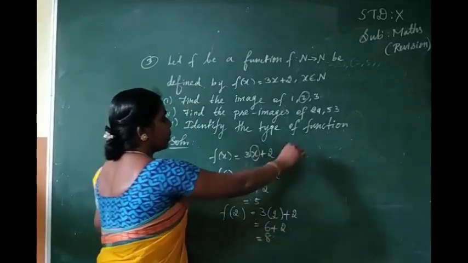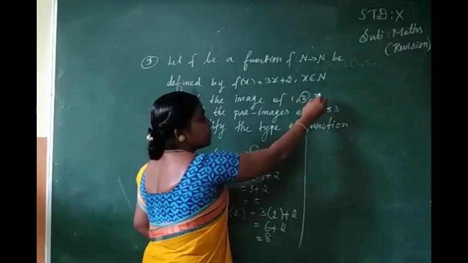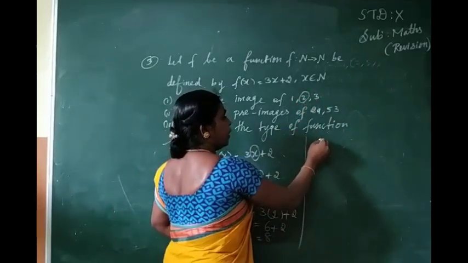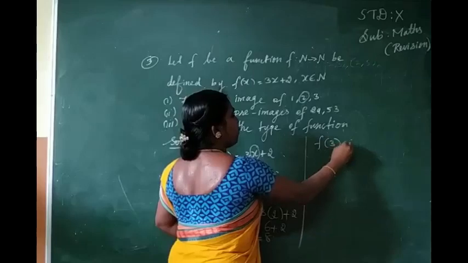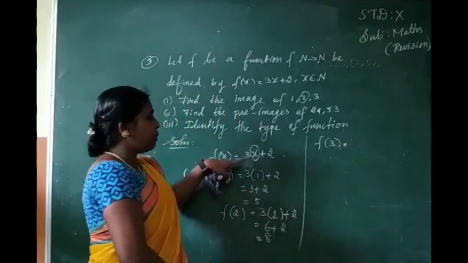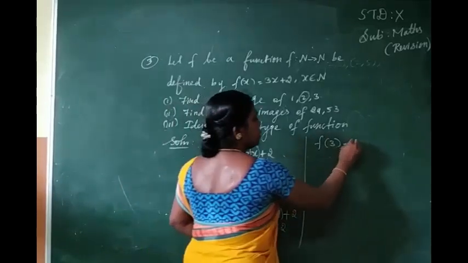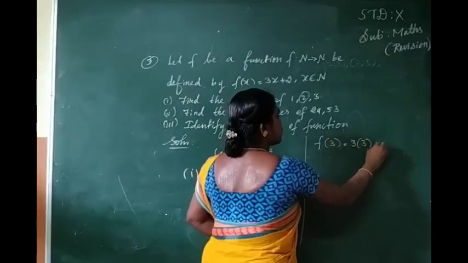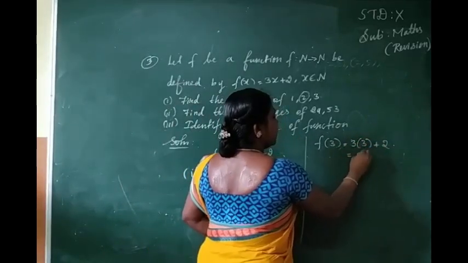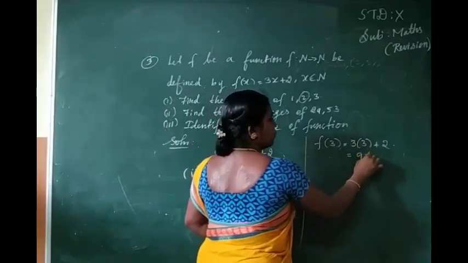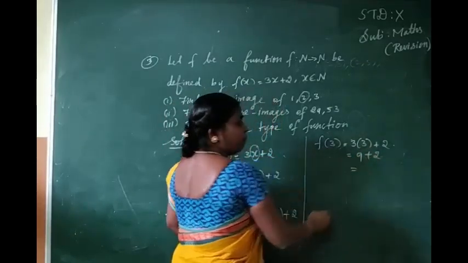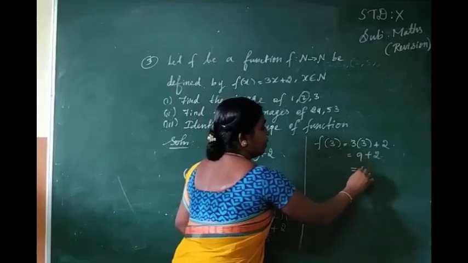Okay, next. Third one is 3. When x equal to 3, you want to find f of 3. So f of 3 equal to, same f of x, 3x. So 3 into 3, 3 into 3 plus 2. 3 3s are 9 plus 2, equal to 11.